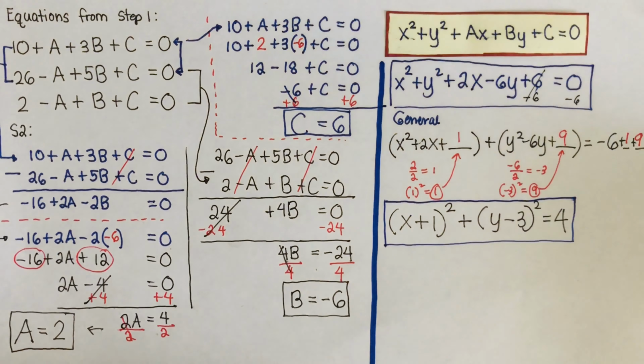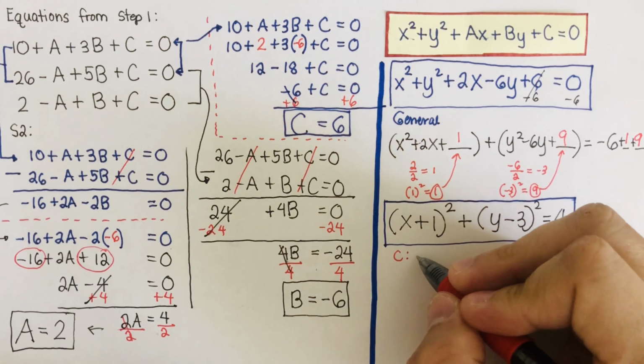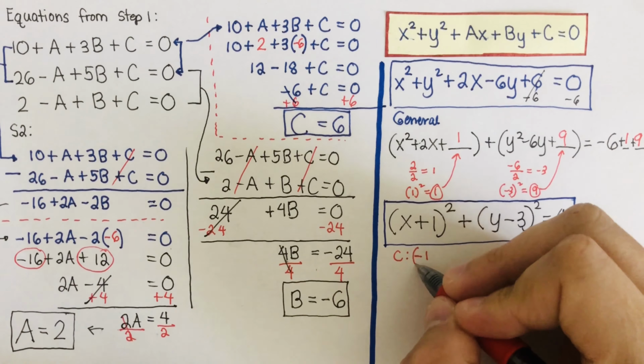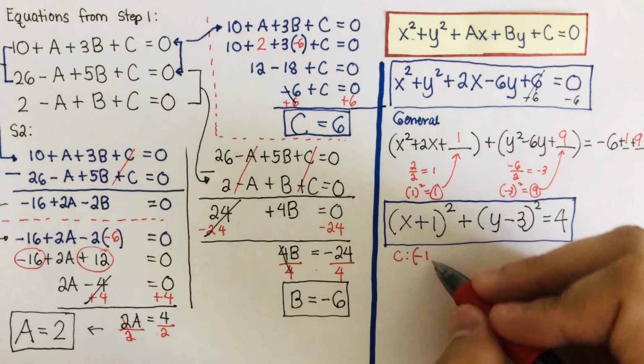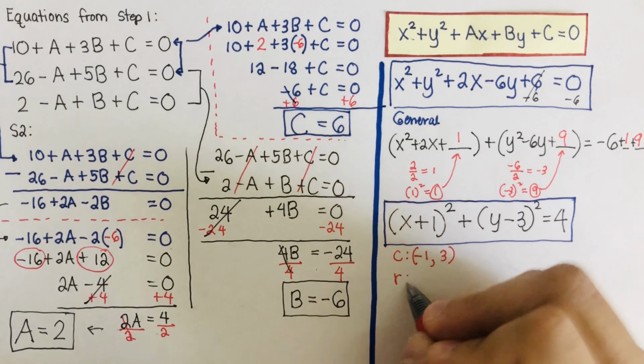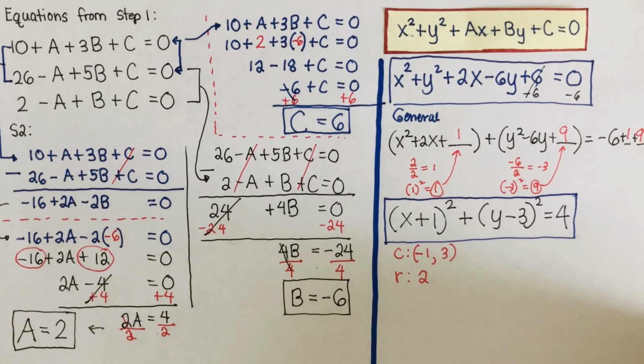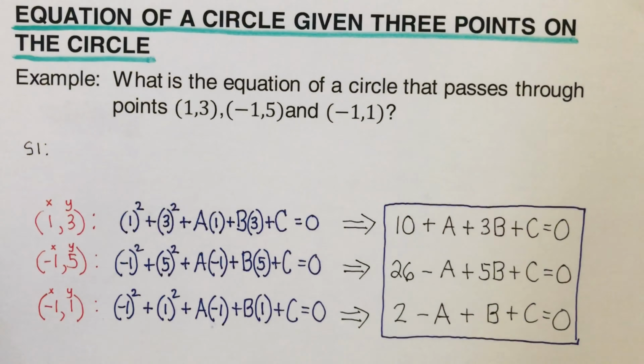In this circle, our center is going to be negative 1, because again, we switch the signs. So negative 1 and positive 3. And then the radius here is 2. So let's see if this equation satisfies the ones that we have in the first problem here. So let's take this first problem.